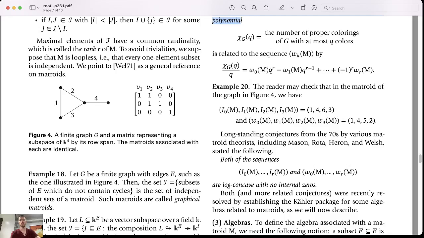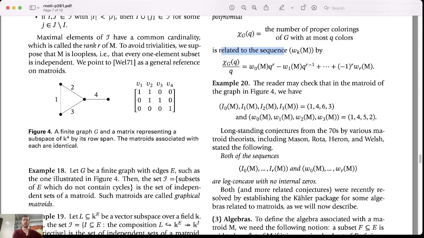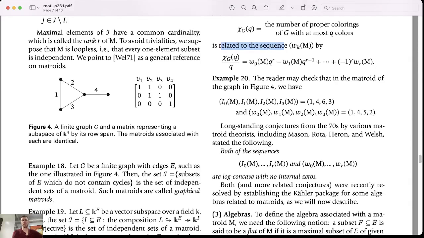at most Q colors, is related to the sequence WK of M by the chromatic polynomial of G of Q, divided by Q, equals W0 of M Q to the R minus W1 of M Q to the R minus 1 plus and so on, plus (-1) to the R WR of M.